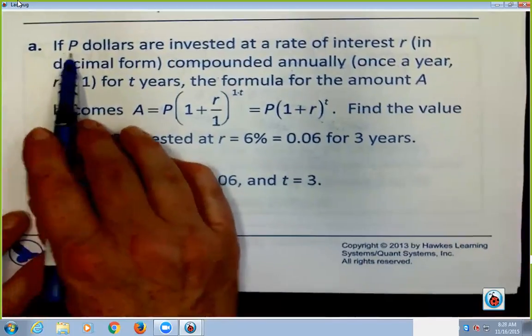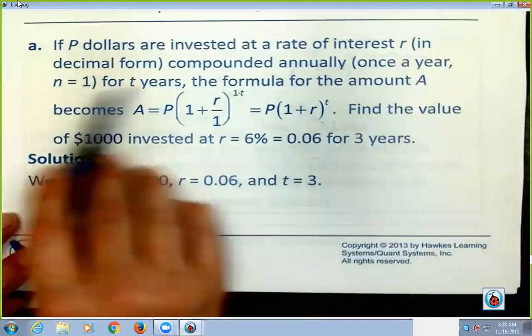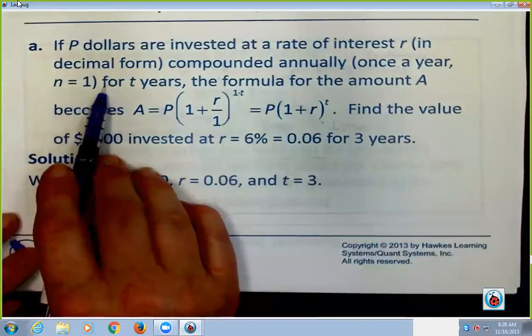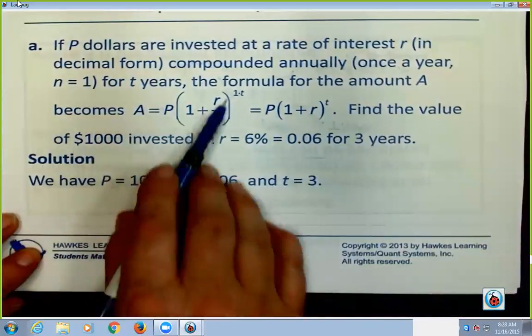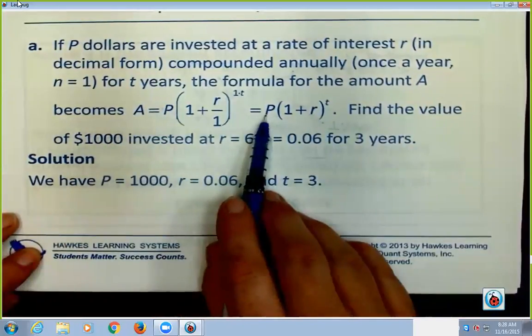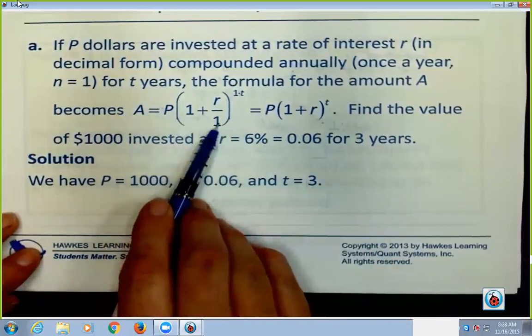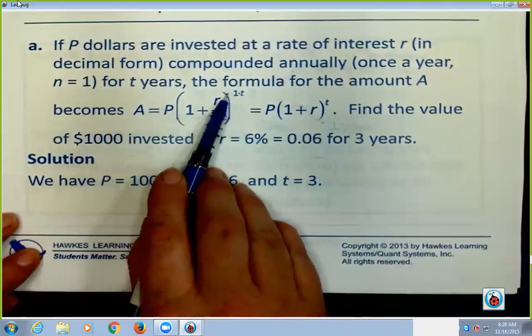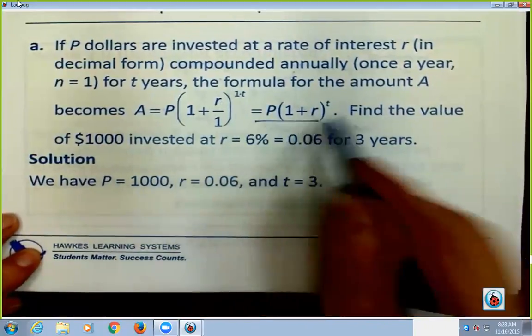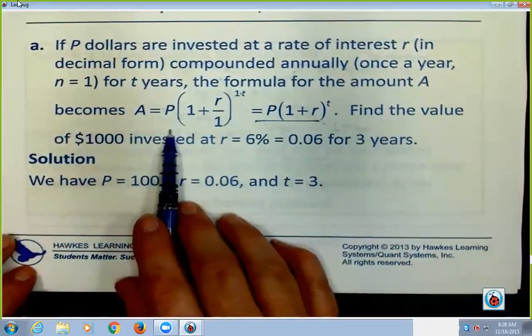So it says if P dollars were invested at a rate of interest R, compounded annually, once a year, N equals 1, T is T years, the formula for the amount A, and they give you the formula. And it gets changed here because it's only for 1 year. Notice that if you put 1 here and 1 up here with my time, they basically cancel each other out. So you ended up changing it. Now, do you have to change it? No. You can still work with the same formula in there.